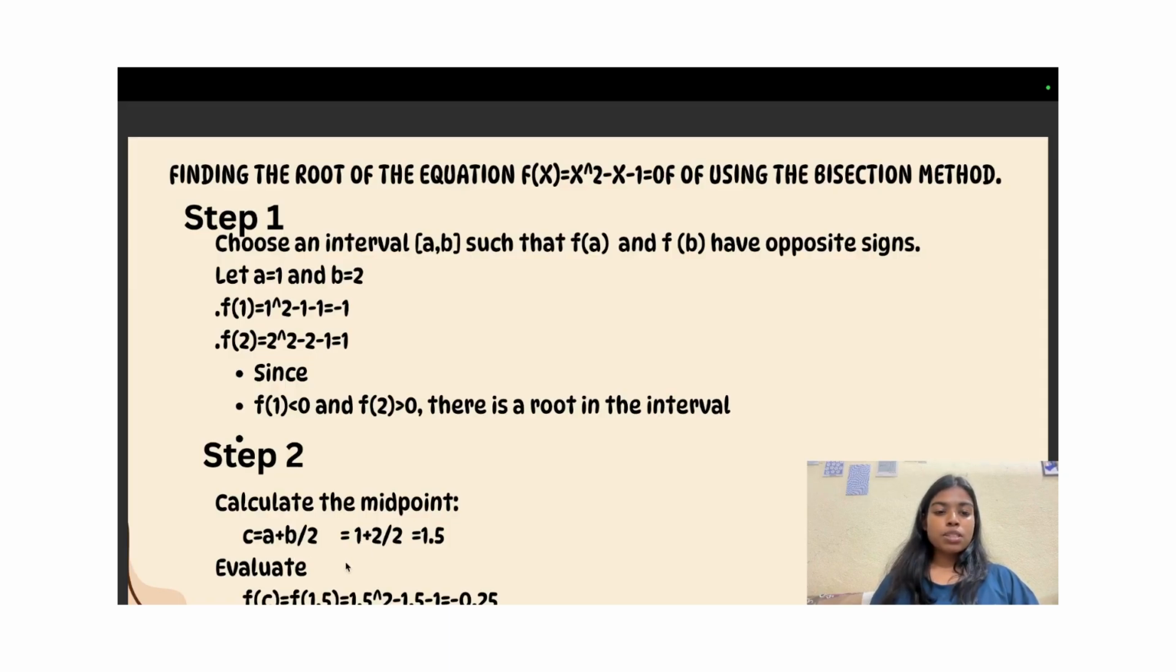In step 2, we calculate the midpoint, c = (a + b)/2. Here a is 1 and b is 2, so (1 + 2)/2 gives us 1.5. Then we evaluate f(c), that is 1.5² - 1.5 - 1, and we get -0.25. Since f(c) is less than 0, the root lies in the interval [c, b], that is 1.5 and 2.